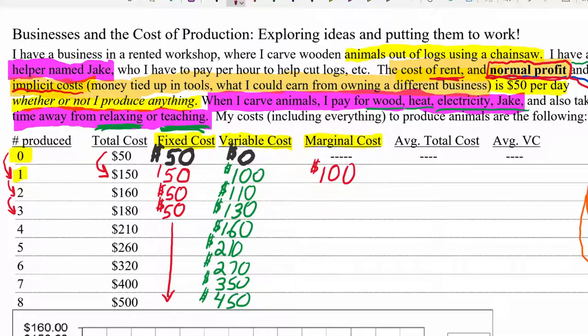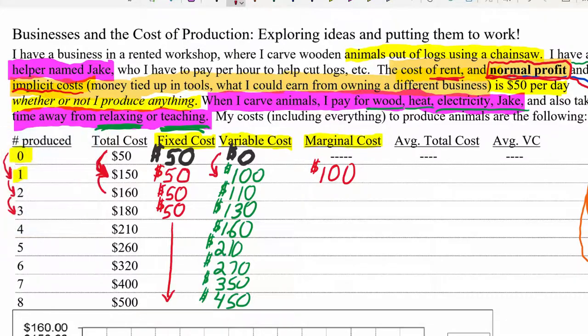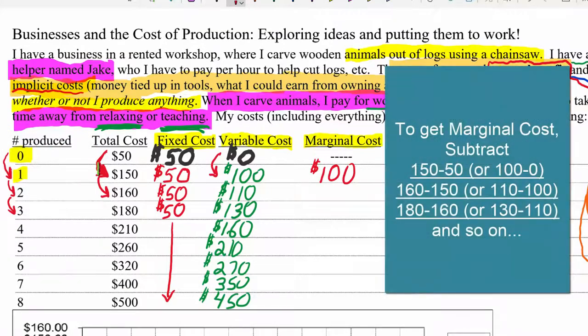Now there's two ways to find marginal cost. You can either look at the change in the total cost, or you can look at the change in the variable cost. They're always going to be changing by the same amount, because the only difference between the total cost and the variable cost is the fixed cost, and the fixed cost isn't ever changing. So the second unit costs $10 to make, because our total costs go up by 10, variable costs go up by 10. They're always going to go up by the same amount, $10.